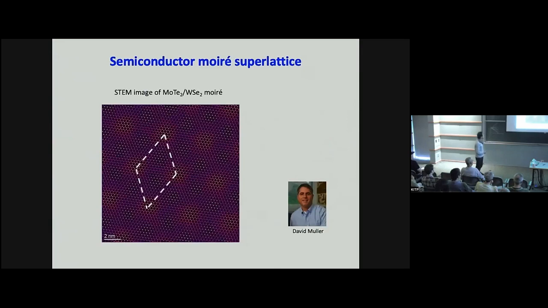And you can see the Moiré superlattice structure using STEM. This is actually an experimental STEM image of this type of structure that I will focus on today, molybdenite tungsten selenide, angle-aligned Moiré. And this is done in collaboration with Dave Muller's group at Cornell. And the small dots here are the atoms, but you can clearly see that on top of that, there's this interference of the atomic structure that produced this Moiré pattern. And here I just draw the unit cell of this particular Moiré superlattice structure.